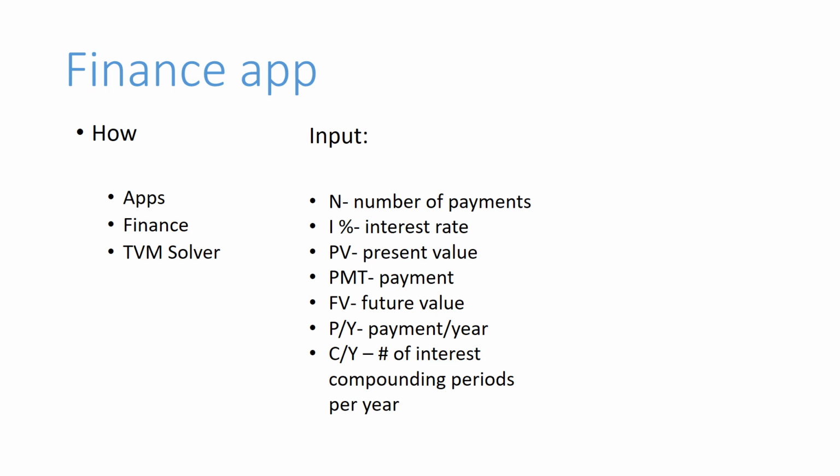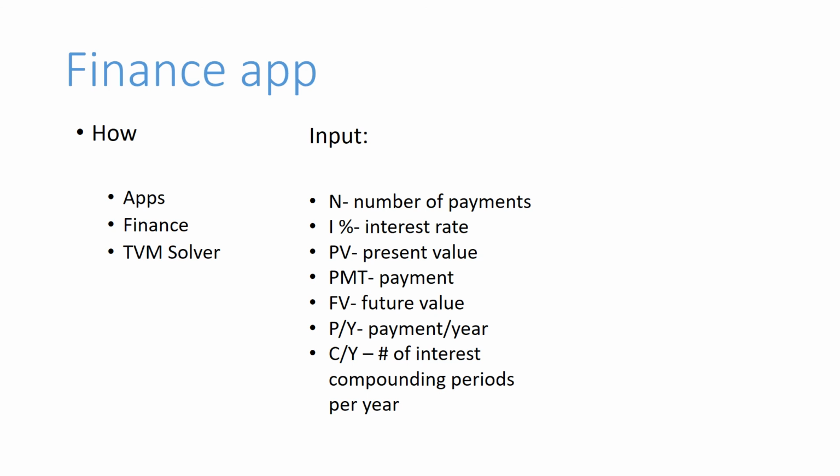That's going to get us to this screen with all our inputs. So, kind of what everything means. We've got the... I'm sorry, it starts with N. The N is the number of payments you're going to have to make, or what you're looking to make, basically. And then your I is your interest rate.